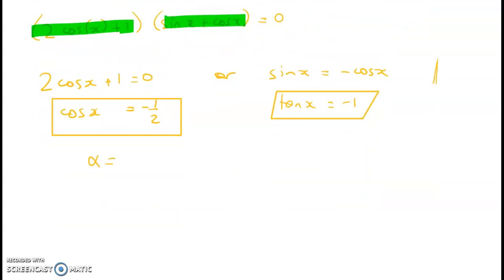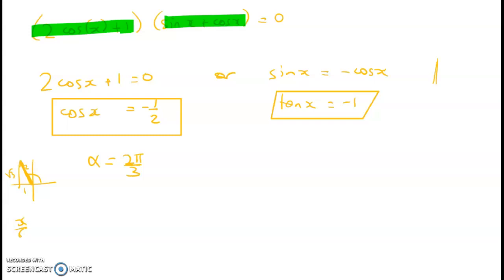So alpha in here, let's just have a wee look. Well, we've got negative 1/2, so cosine is x over r. So negative 1 over 2. So I've got a special triangle here. I've got 1, root 3, 2 here. So alpha will be 2 pi on 3.